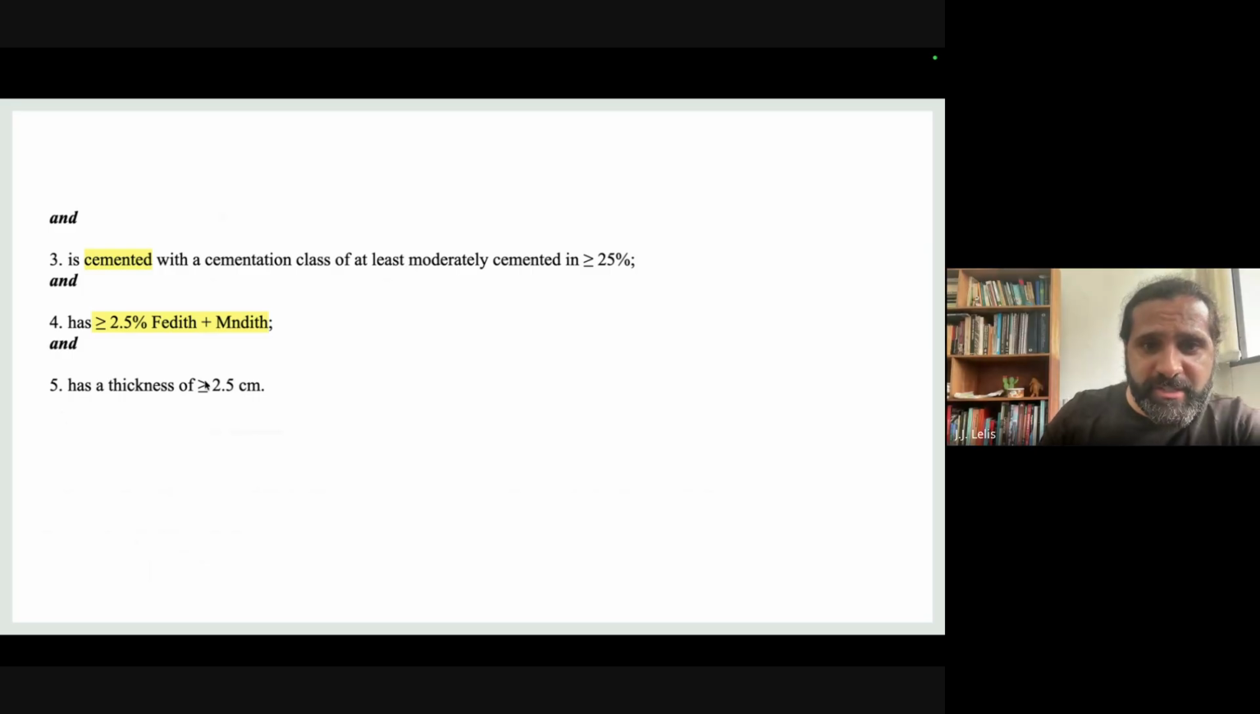It registers a cementation, at least moderately cemented, and it should register a high content of iron and manganese extractable by bicarbonate citrate dithionite, so a high total iron and manganese content related to iron and manganese oxides, and a minimum thickness of 2.5 centimeters. Okay.